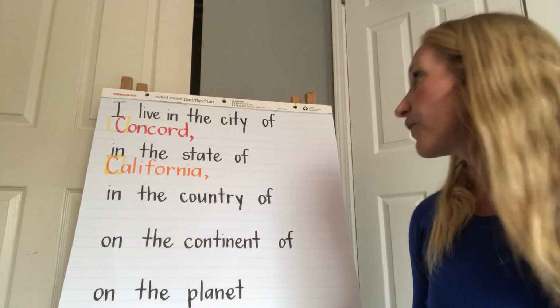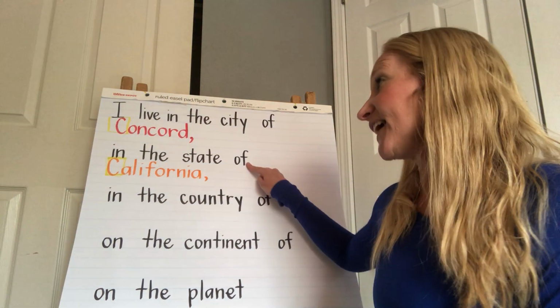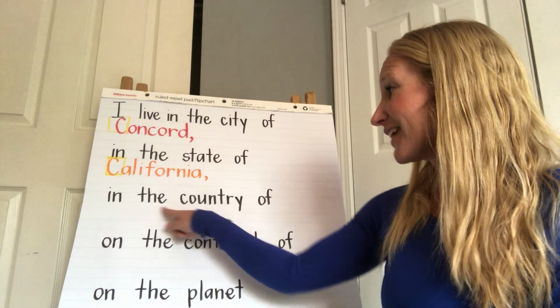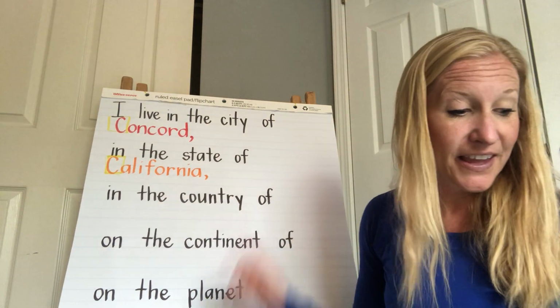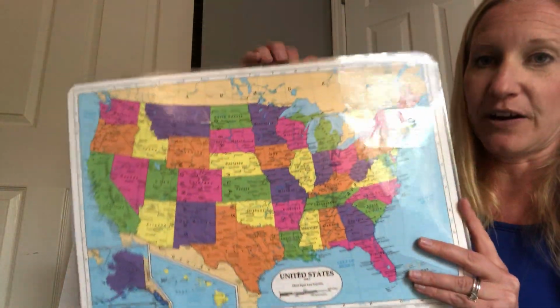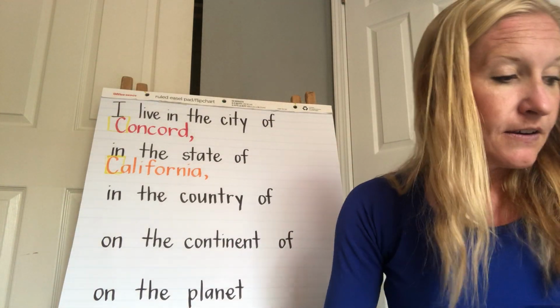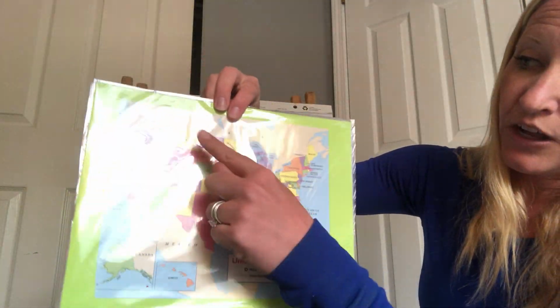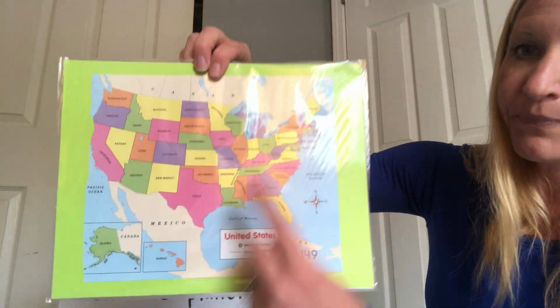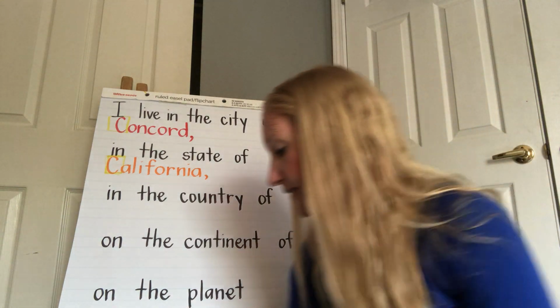There we go. Okay. So now it says, I live in the city of Concord, in the state of California, in the country of, and this is our country, the United States of America. This whole thing is our country. If we look on this, the colored part is our country. You'll see that Canada is up on top and Mexico is down on the bottom. Those are not our countries. Our country is the United States of America.